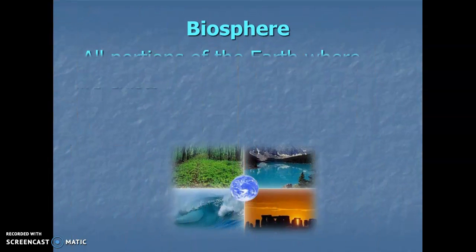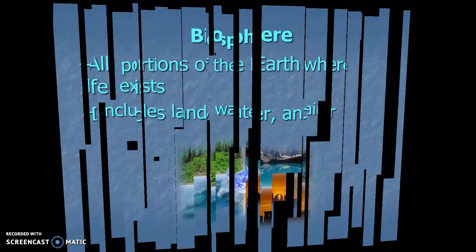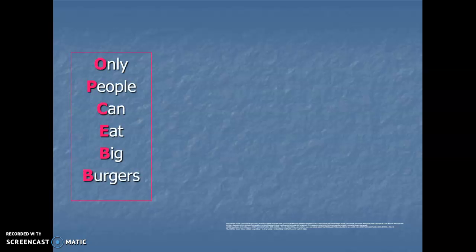Okay, the last of the levels is the biosphere, which includes all portions of the earth where life can exist, and that includes land, water, and air. Now, when you put all of these together, I've got a little memory device for you. When you put all these together, we can remember the levels in order from smallest to largest by using this little statement.